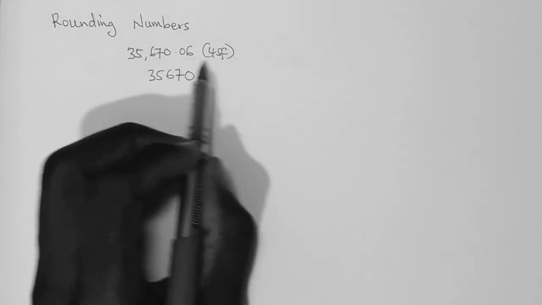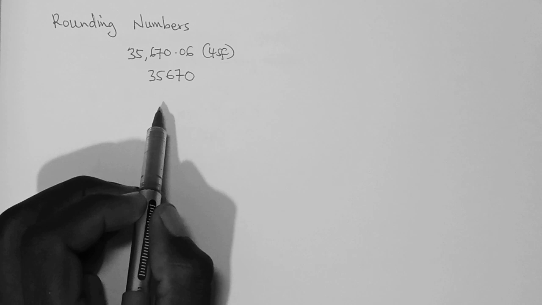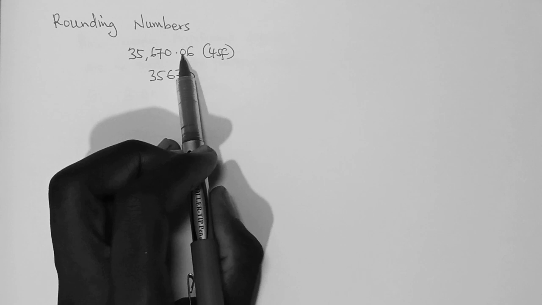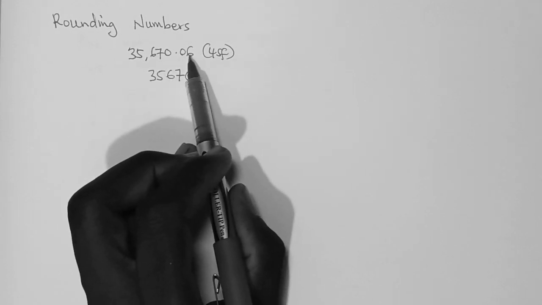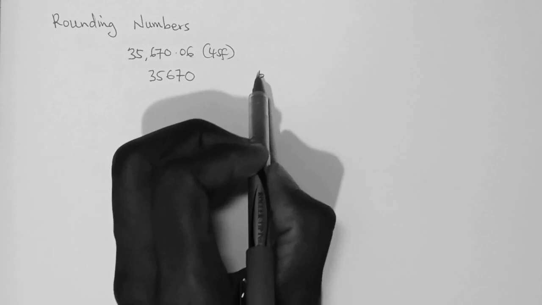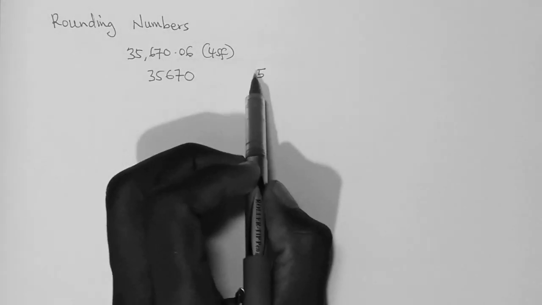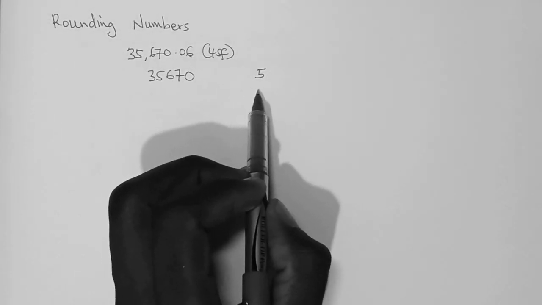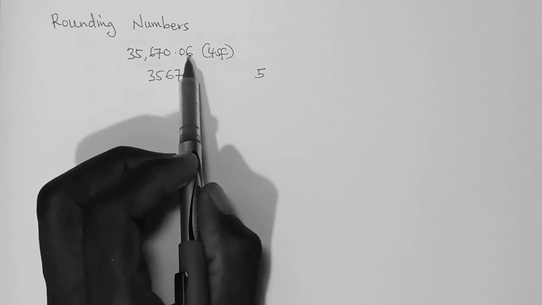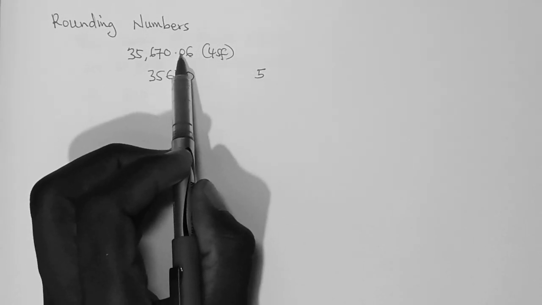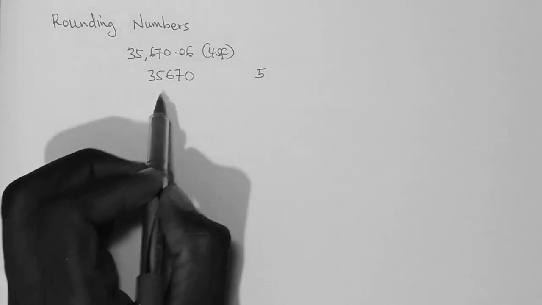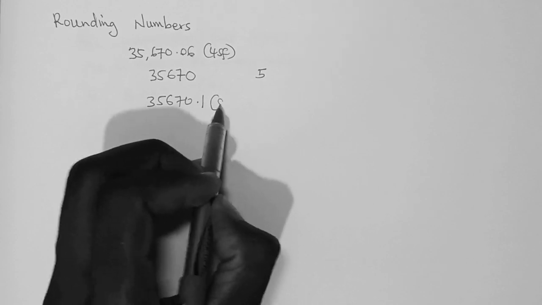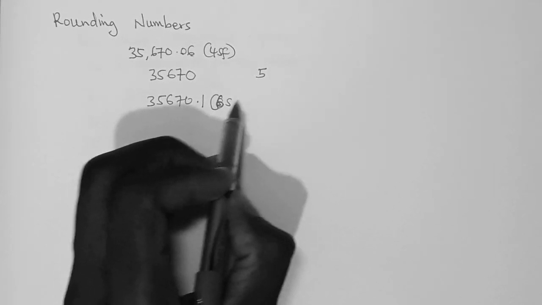Now, let's write this same number in 6 significant figures. So if it is 6 significant figures, this will be 1, 2, 3, 4, 5, 6. However, the following number is what? 6. If a number is greater than 5, then we need to add 1 to the previous number. But if it's less than 5, then we need to keep it the same. And since 6 is greater than 5, then we need to add 1 to this 0 to be 1. And therefore, this is going to be 35670.1. And this is in 6 significant figures.